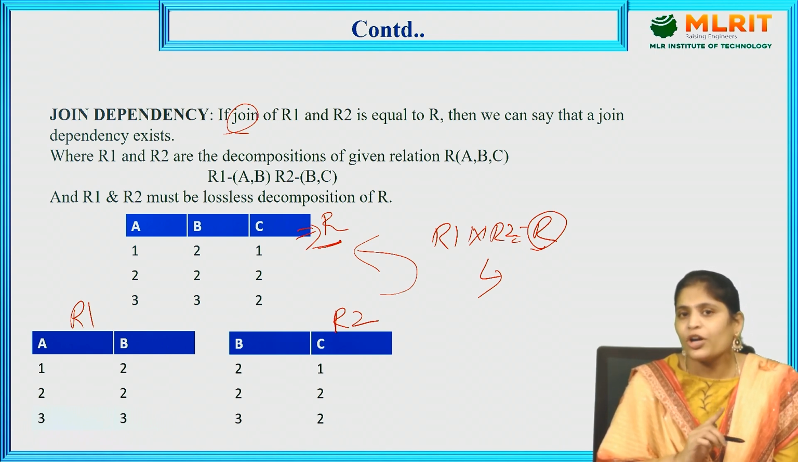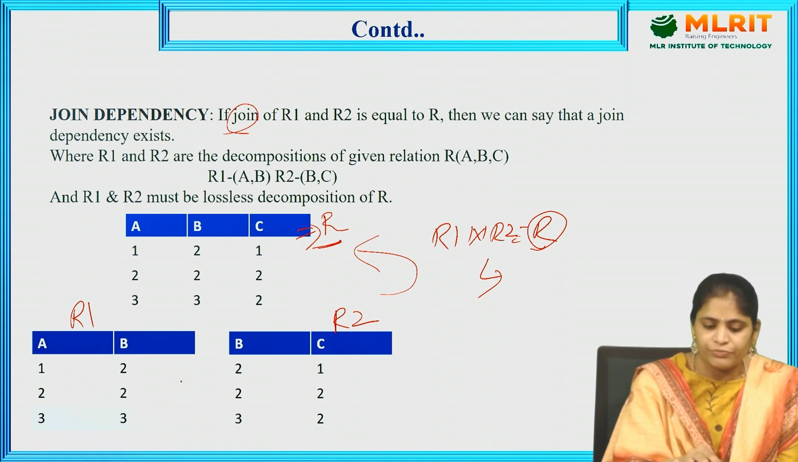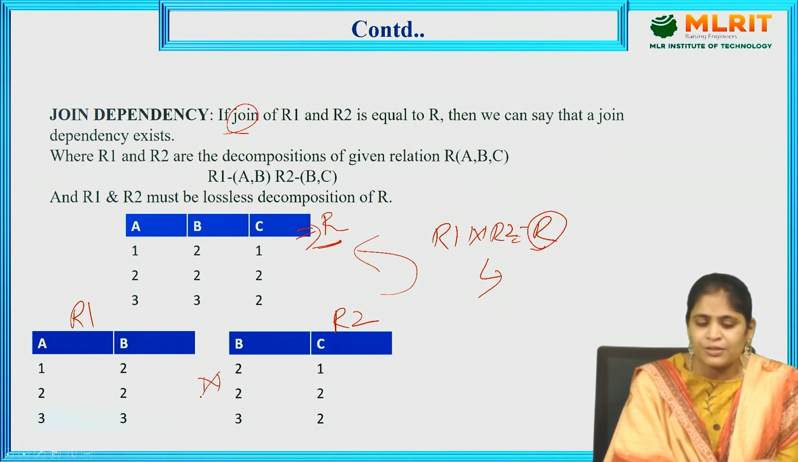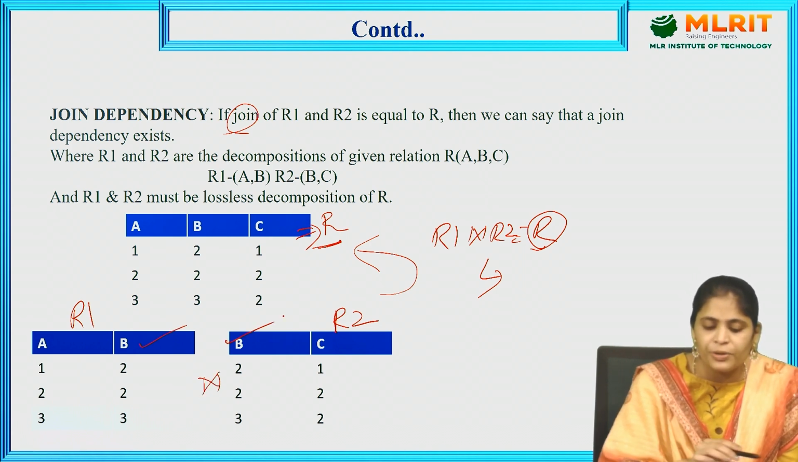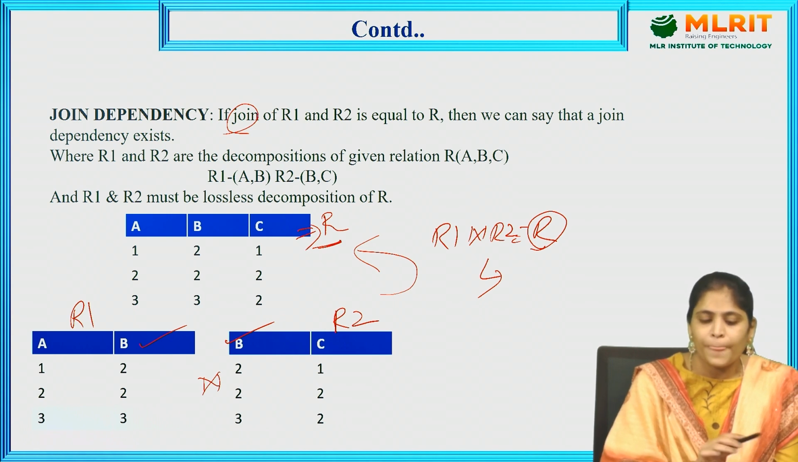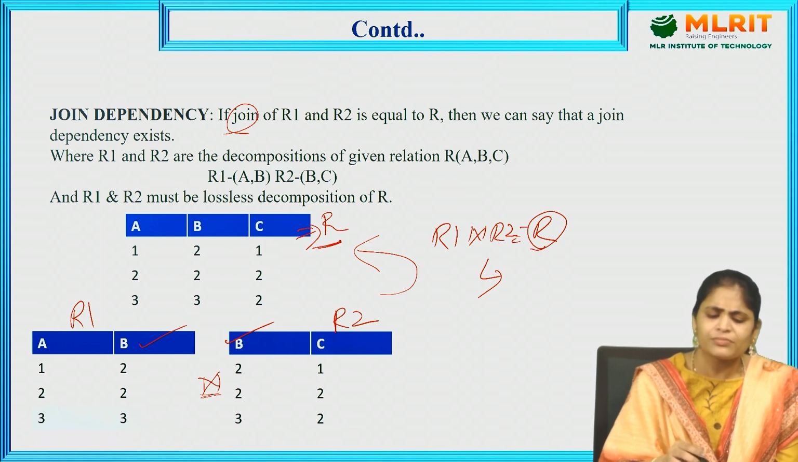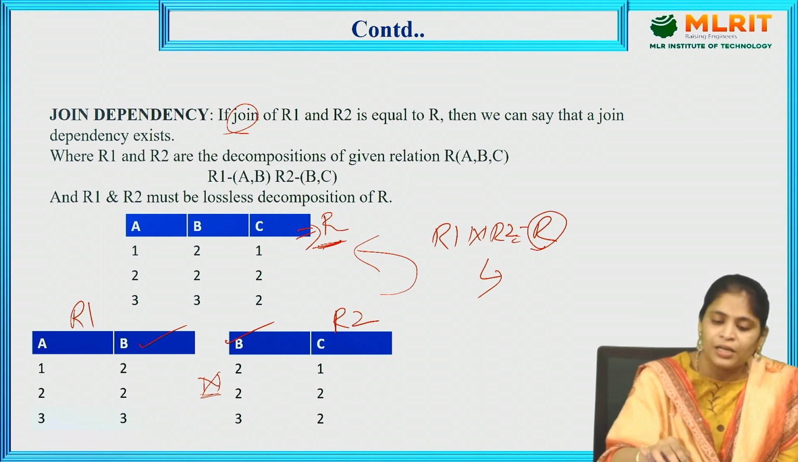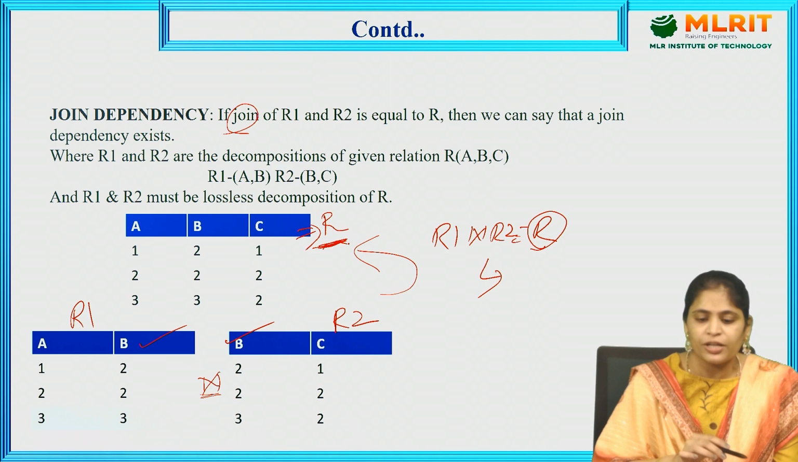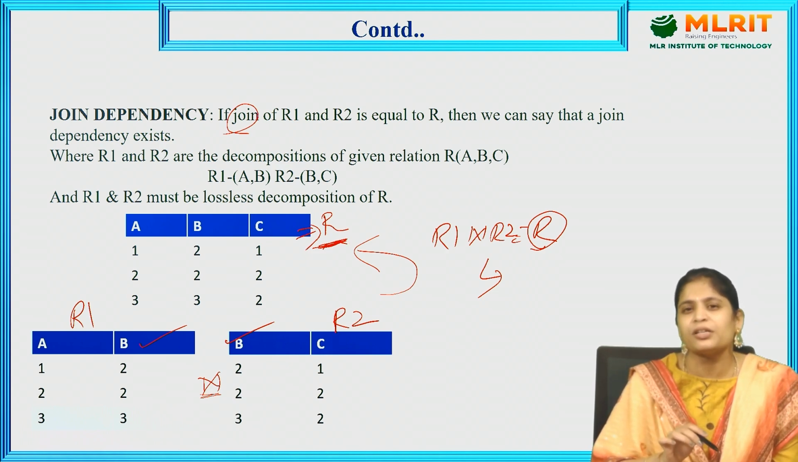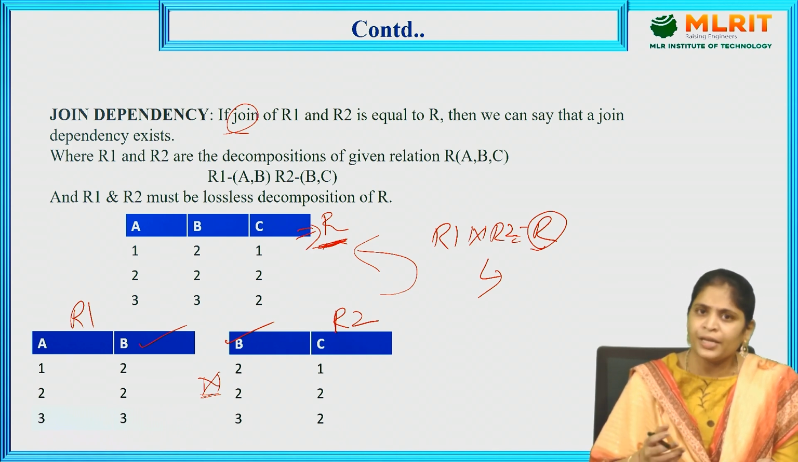By doing the join operation, we perform a Cartesian product, and one common column must exist between these two. What is the common column here? B is the common column. So we do the join operation here, the Cartesian product, and then we have to obtain the original relation back. If and only if we obtain the original relation back does it come under lossless decomposition. That means no loss has occurred here.